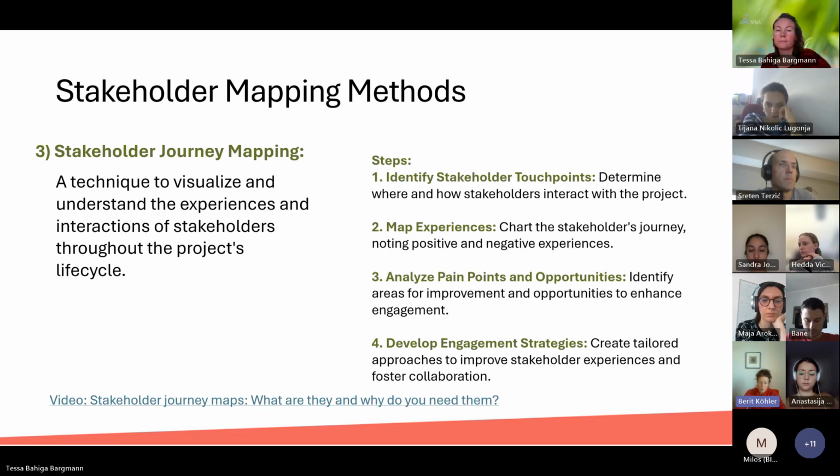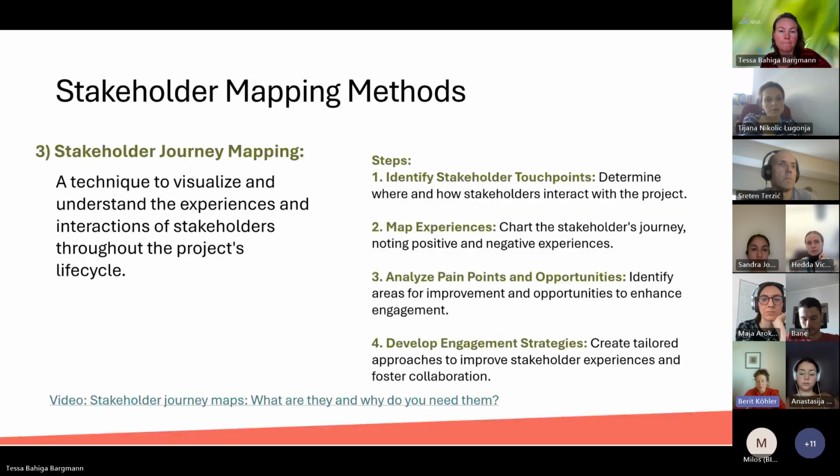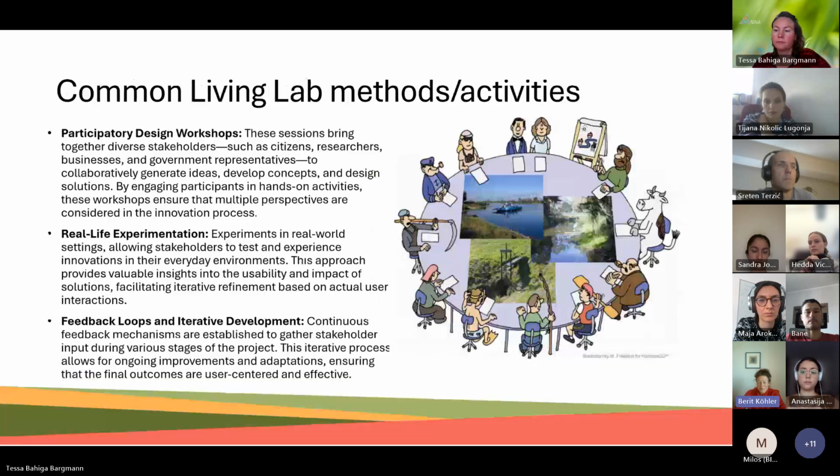Also for future attempts to improve such a living lab and to optimize it, because these are rather dynamic structures, right? Infrastructures and processes. There's a video on the web, and you have a link here on how to do such stakeholder journey maps. That could be interesting then to look at if you decide to use it, just as a reference. Okay.